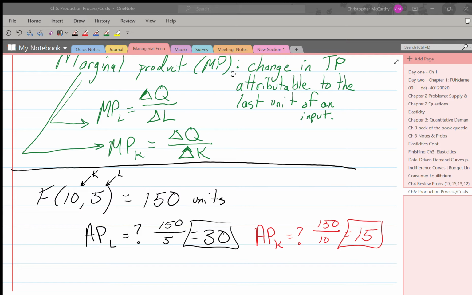We've got output, Q, and then we've got change in labor, and then we've got the marginal product of labor. Okay.